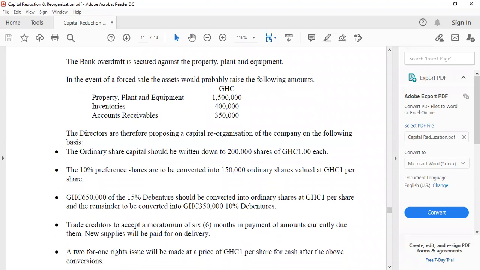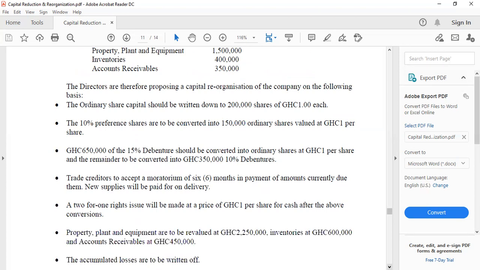The trade creditors to accept a moratorium of 6 months in payment of amount currently due them. New supplies will be paid for on delivery. Okay, so creditors, they are not accepting to give out any value. They are not accepting to forget about any amount of their debt. They are just saying that, okay, since you are trading with us, we will wait for you, come and pay in 6 months. So there's nothing relating to that. You carry their original value to the new company now. Okay, what is the next one?